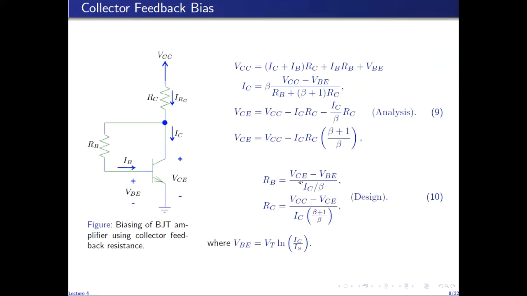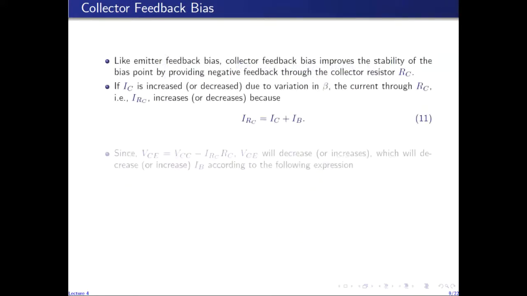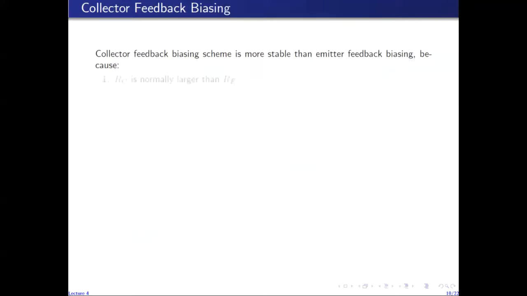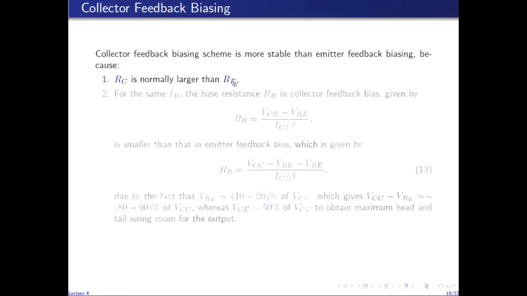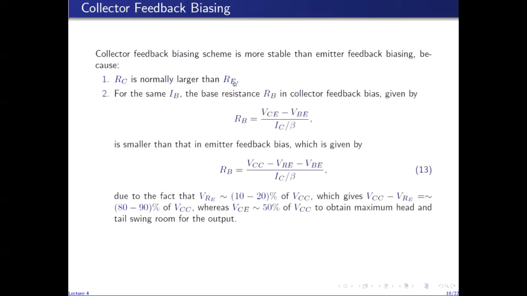let's go to the slide. I have these equations over there. So like I said, typically RC is larger than RE. And then for the same base current, the base resistance in collector feedback bias, which is given by this expression, the same expression as shown earlier, is smaller than the base resistance in the emitter feedback bias, which is given by this expression.